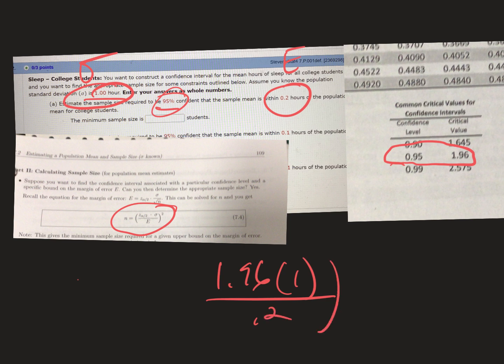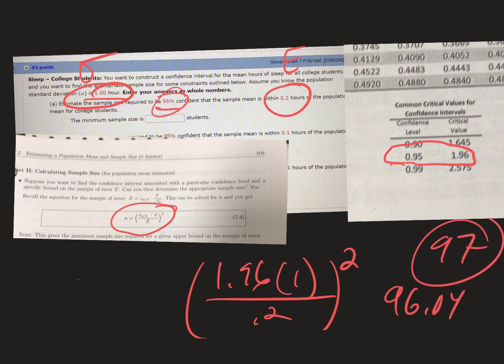I'm going to calculate those values, and then square it, and then always round up, because if we round down, that's not big enough. So basically, 1.96 divided by 0.2 gives 9.8, because multiplying by 1 doesn't change anything. Then I square it and I got 96.04. So I have to round up and use 97. 96 won't be enough. So that's the minimum sample size I need to have a 95% confidence interval and be within 0.2 of the true mean.